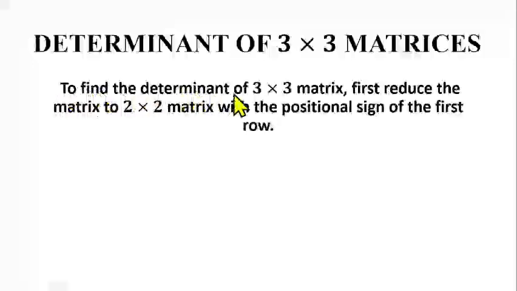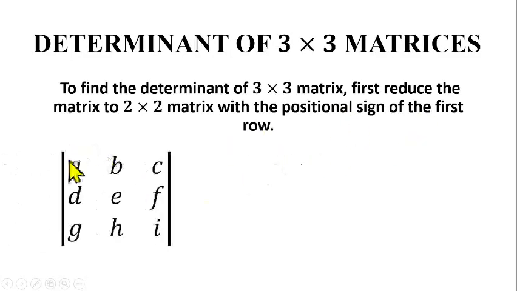So to find the determinant of 3 by 3 matrix, first reduce the 3 by 3 matrix to 2 by 2 matrix with the positional sign of the first row. I will come again. To find the determinant of 3 by 3 matrix, first reduce the matrix to 2 by 2 matrix. That is, reduce this 3 by 3 to 2 by 2 matrix with the positional sign of the first row. What do we mean by positional sign of the first row? Now this is an example.